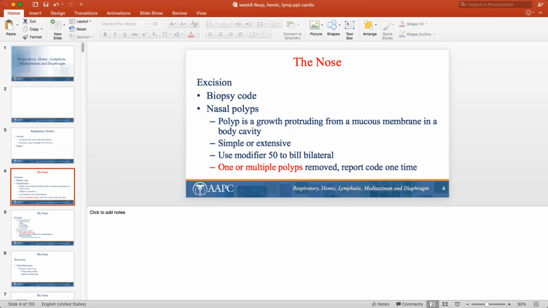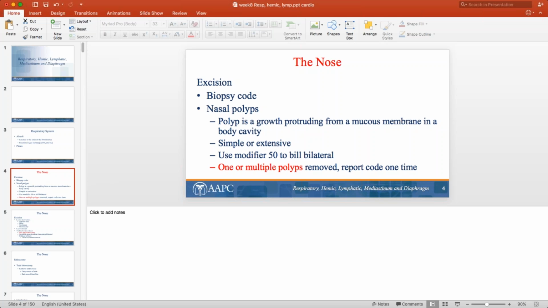Okay, so, and the polyps. This is going to be important. You're going to have a question on this, I guarantee it. Under the excision section, you have your biopsies there. I'm actually looking at CPT code 30110. You see that it says excision. One was a biopsy. This one, they're actually removing the polyp, right?